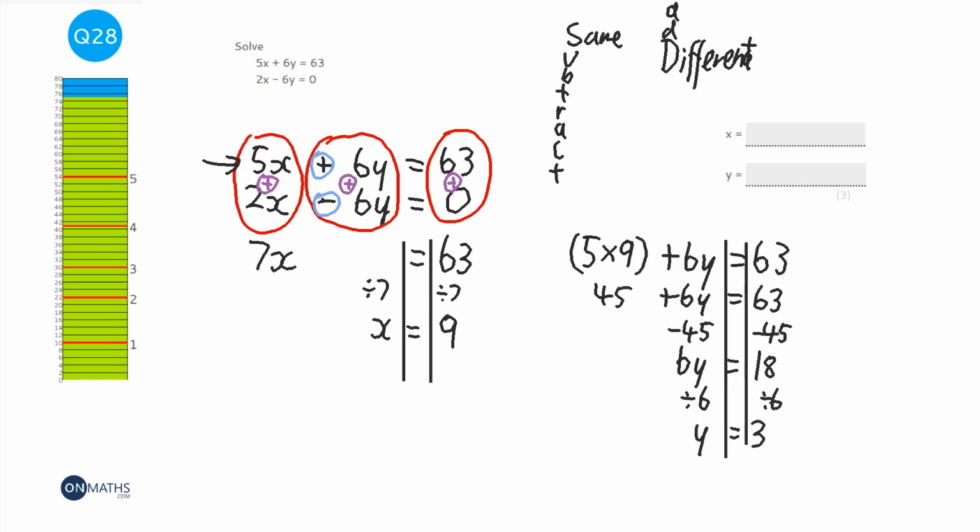And what you can do if you've got some time is just put it into the second equation. So we're going to do 2 times 9, which is 18, and 6 times 3, which is also 18. So 18 take away 18 is 0. So the answer is x equals 9 and y equals 3.